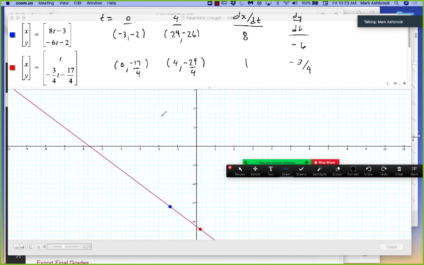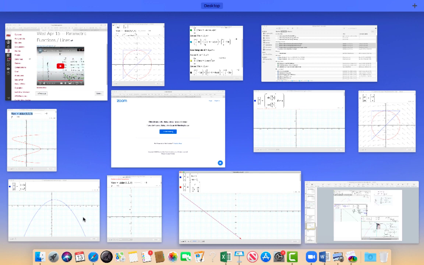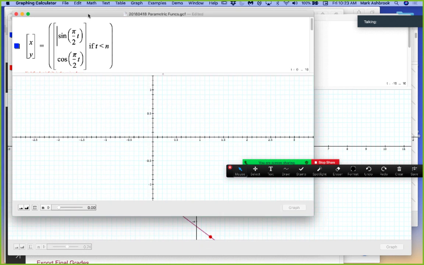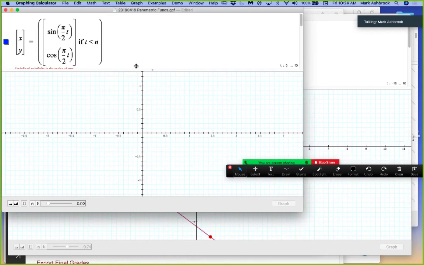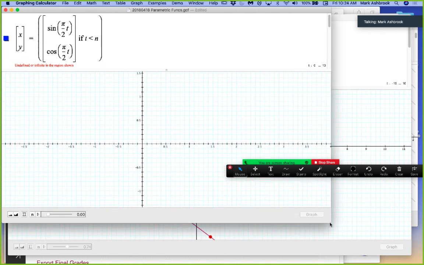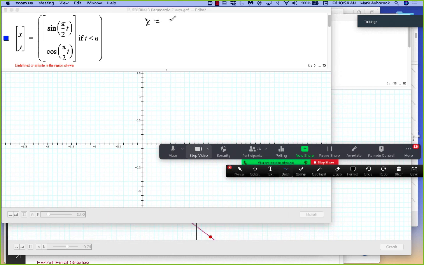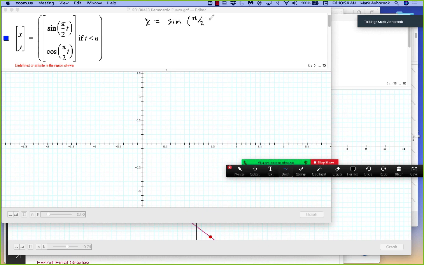Okay, let's take a look at something else here. So how about this? Can we, without technology, without the GC here, can we sketch this? So x is sine of pi over 2 t, and y is cosine of pi over 2 t. What could a strategy be for sketching this graph?